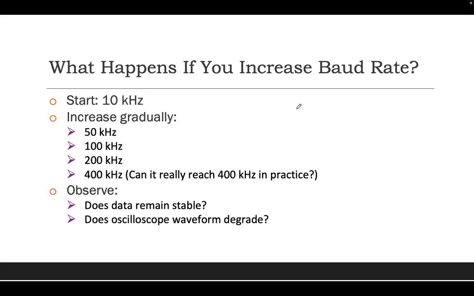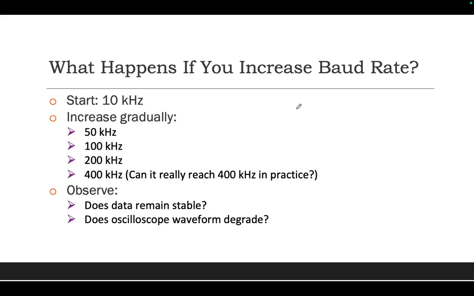the clock frequency. The start will be 10 kHz and increase gradually from like 15, 100, 200, 400. And you will think about one question. Can it really reach 400 kHz in practice? We have already talked about the maximum frequency being 400 kHz, am I right? So try to set it to 400 kHz and observe, can it really reach 400 kHz in practice? And then tell me what.